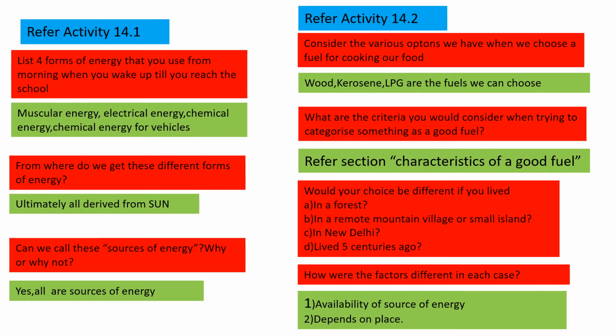Then we have chemical energy. Chemical energy is the breakfast, the food that we're eating. That is the chemical energy. Then there is some vehicle which must be driving you to the school, your car or your school bus, right? All of them would require another fuel, which is the chemical energy for the vehicle. So these are the four forms of energy that we mostly use in the morning, right?